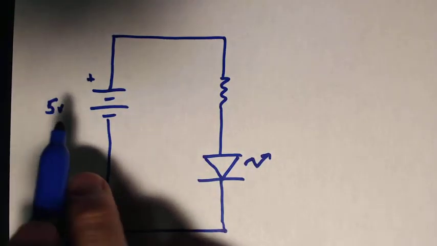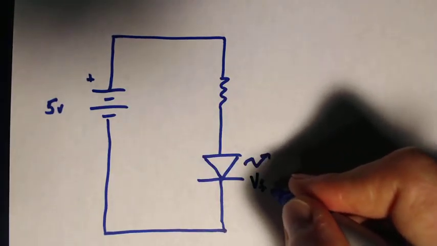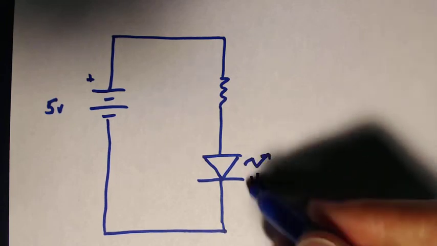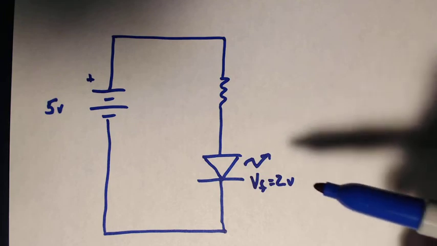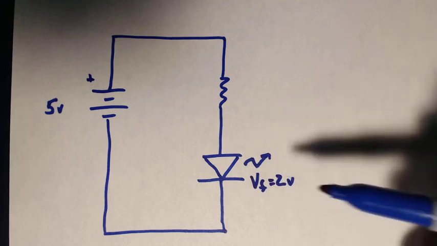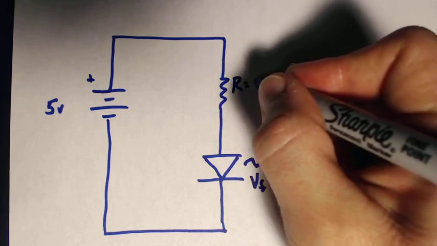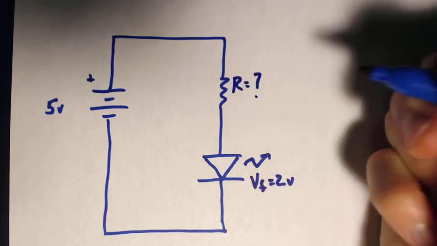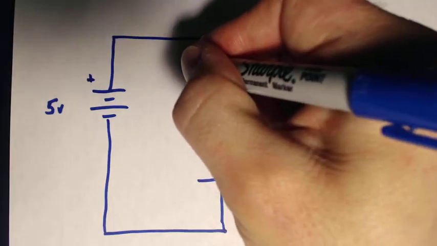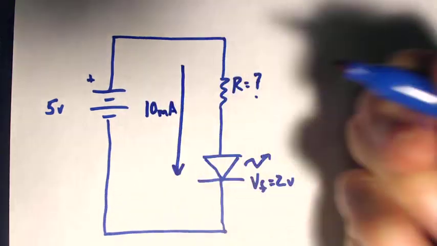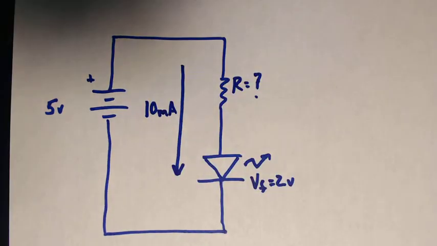So we have 5 volts applied, which is greater than our 2 volts. So we know that this is forward biased and it is going to be conducting, so it should be giving off light. We want to find what resistance value will give us a desired current of 10 milliamps. Now we actually have something that we can solve here.